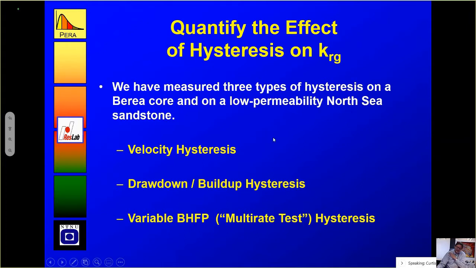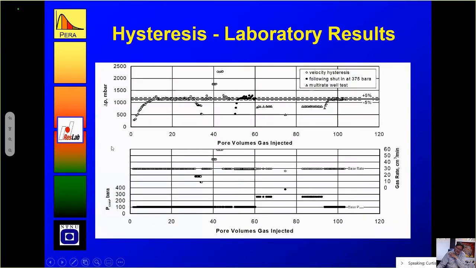So we measured 3 types of hysteresis on a Berea core in the low permeability North Sea sandstone: velocity hysteresis, drawdown build-up hysteresis, and variable bottom flowing pressure multi-rate type hysteresis. So basically, we are controlling the gas rate. The pressure in the core was also being changed. This is 100 bar. We increased the core pressure. Here we kept the same rate. So we did all sorts of hysteresis on this, and the delta P translates into the KRG.